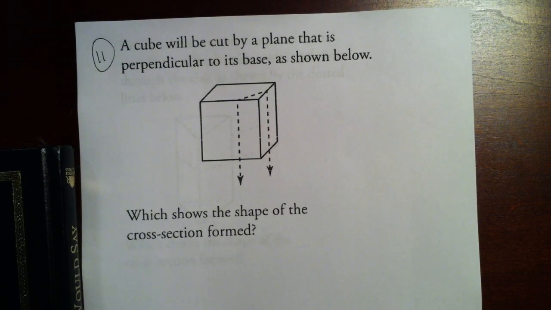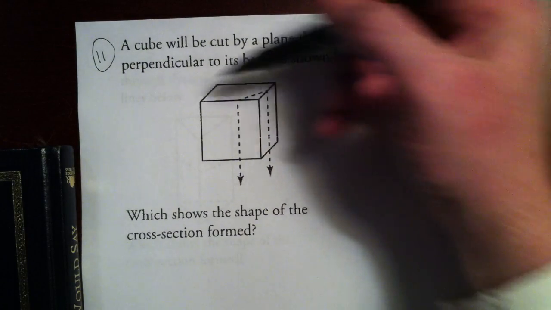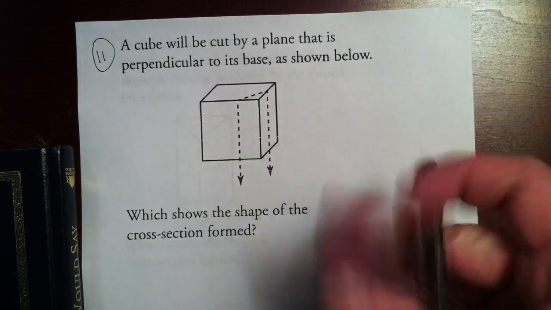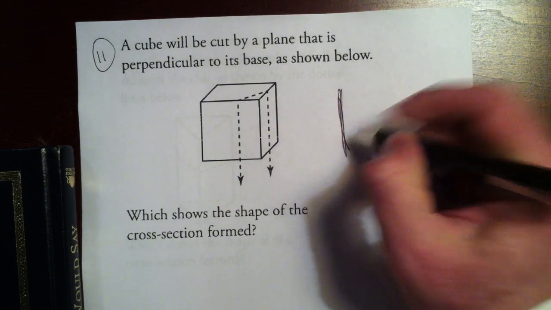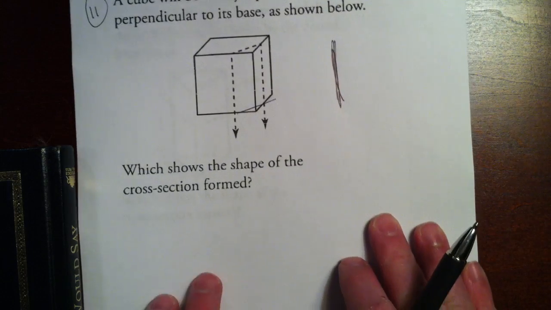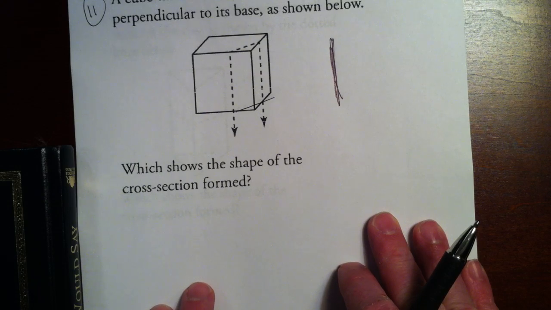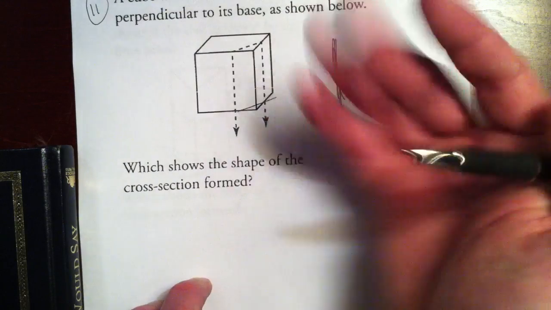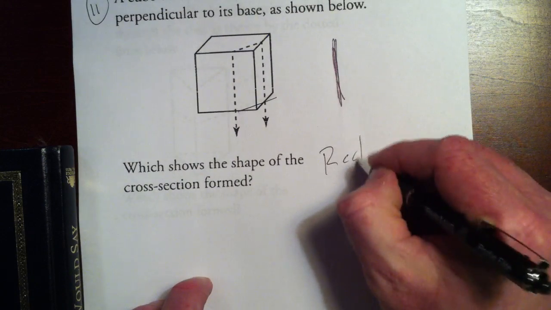Same thing here. A cube will be cut by a plane that is perpendicular to the base. In other words, it's going to be straight up and down. As shown below, it's going to run right through here. What is the shape of the cross section formed? In other words, if I slice that part off and I turn it around and look at it, what am I going to be looking at? I'm going to be looking at a rectangle.